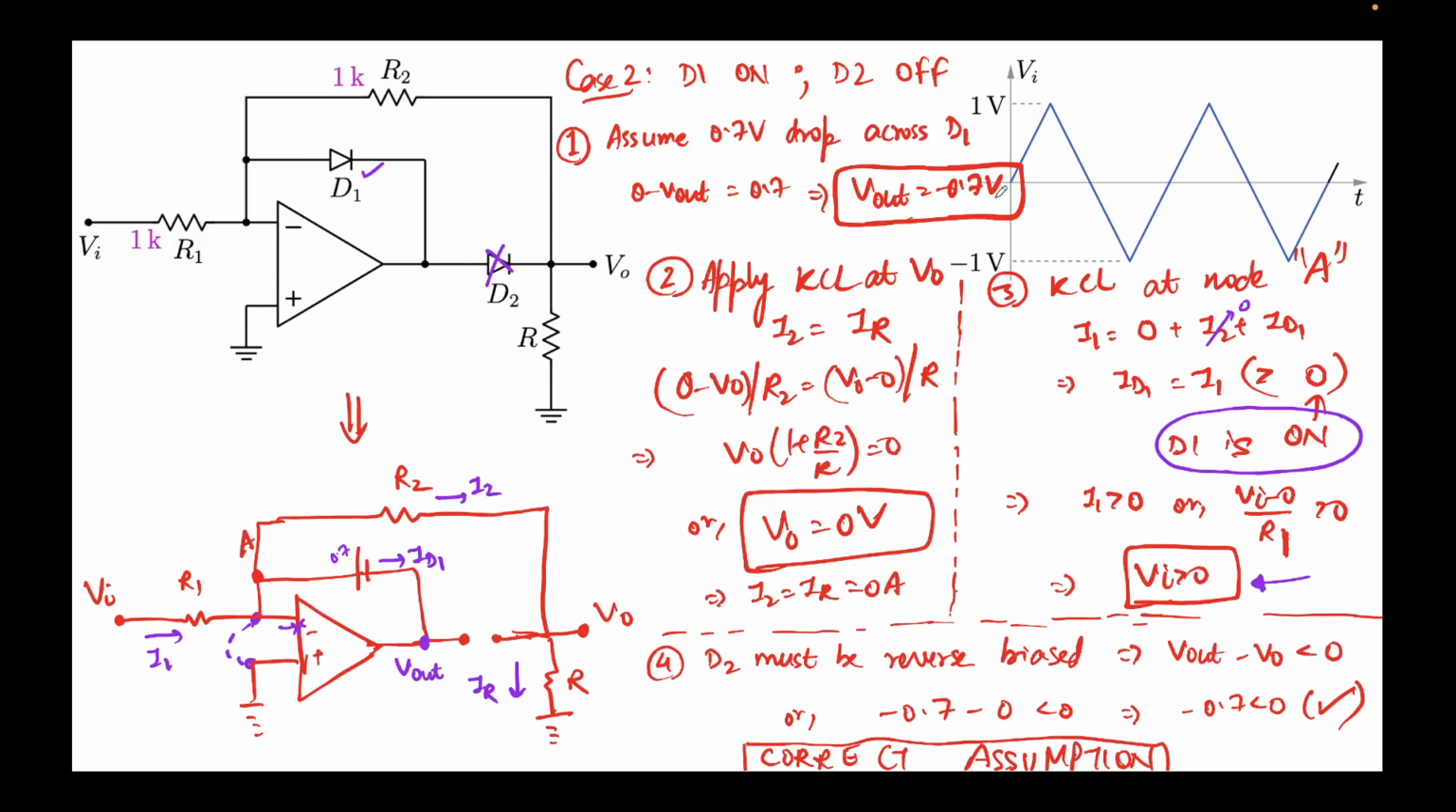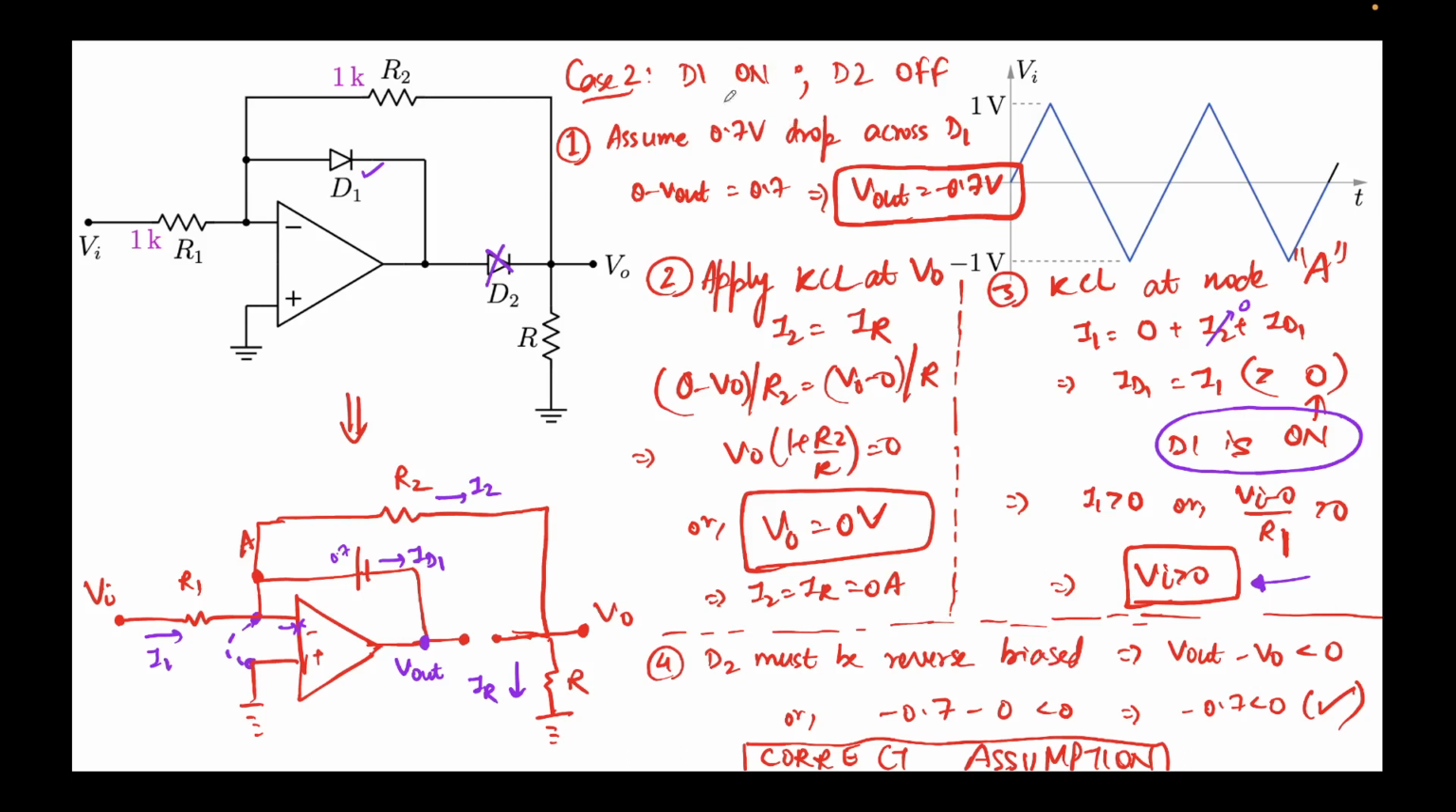We know the value of V out: we obtained minus 0.7. So minus 0.7 minus 0 should be less than 0. Minus 0.7 should be less than 0. This is true mathematically. Hence, our assumption is correct. Whatever we had assumed in this case, all the things are consistent with each other. There is no discrepancy, no contradiction. This implies that this assumption is correct.